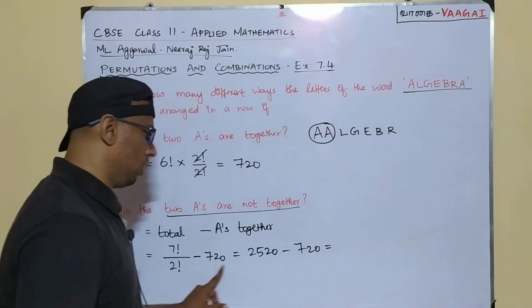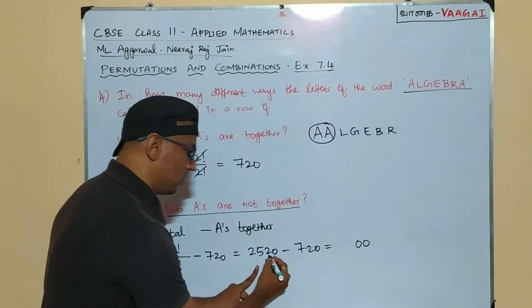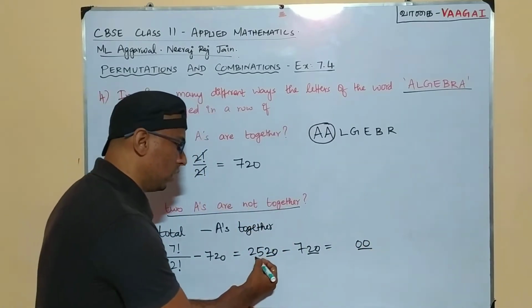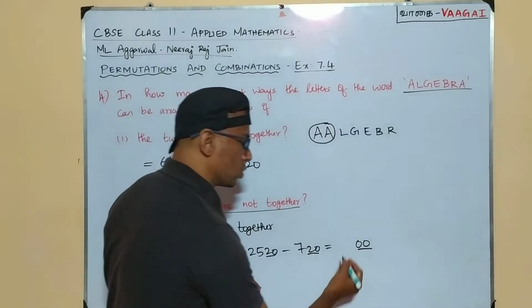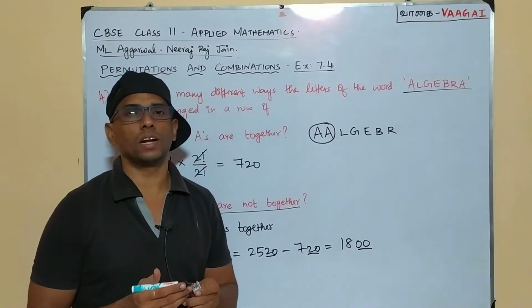So this is going to be what? Anyways, 20 minus 20 will be 00, and we are simply left with this 25 minus 7. What is 25 minus 7? That is going to be 18. So 1800 is going to be the answer.